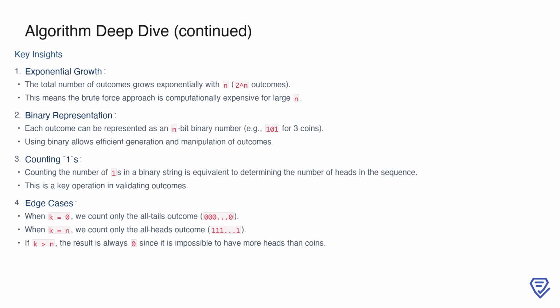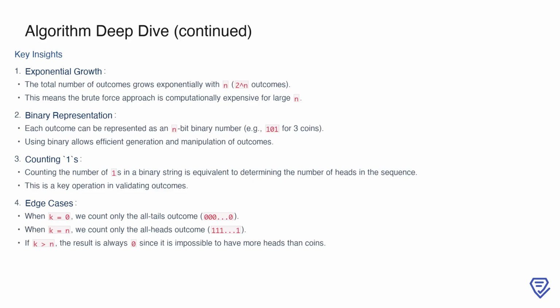This brute force method highlights some important insights about the problem. First, the number of outcomes grows exponentially with the number of coins, n, because there are 2^n possible sequences. This rapid growth makes the brute force approach computationally expensive for larger values of n. Second, using binary representation is a powerful way to handle these outcomes. Each sequence corresponds to an n-bit binary number, and this representation allows for efficient generation and manipulation of the outcomes. Third, the operation of counting 1s in a binary string is central to validating an outcome, as it directly corresponds to counting heads.